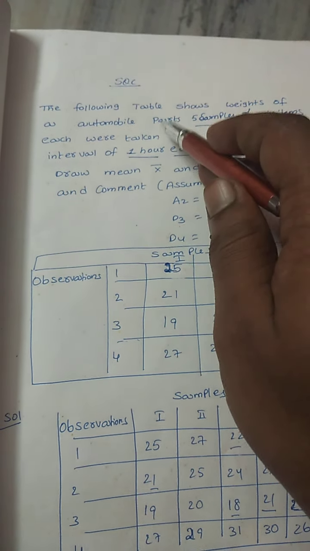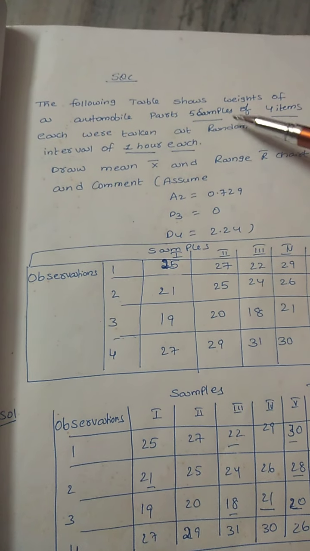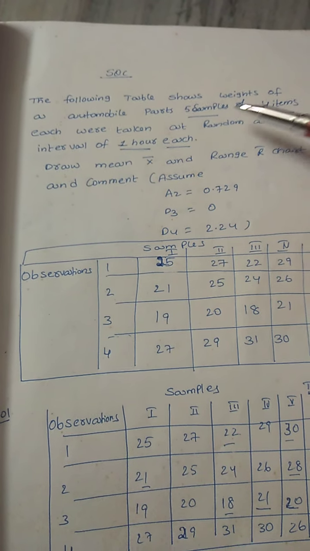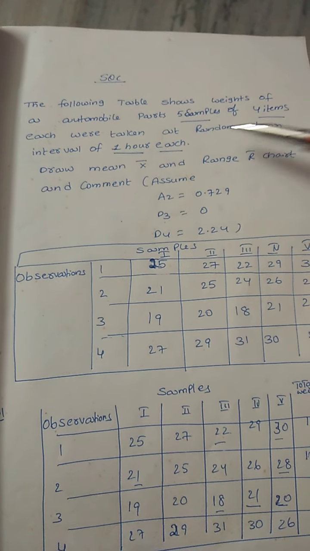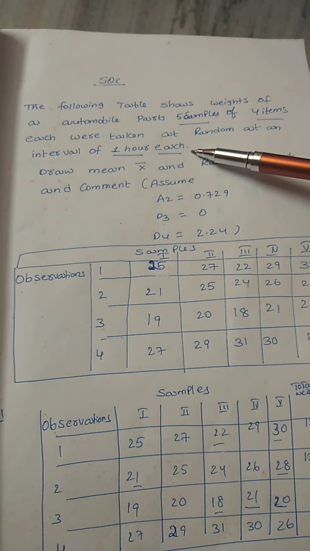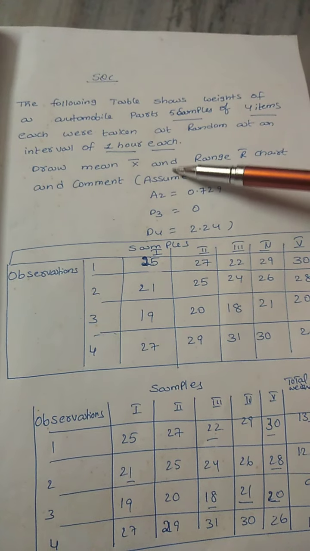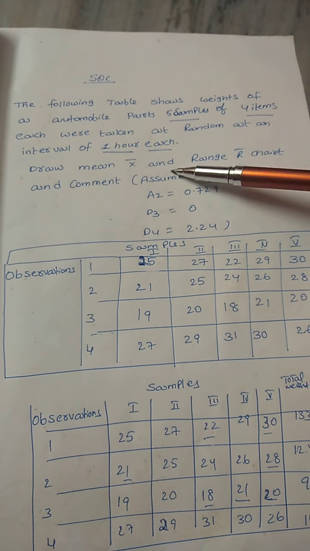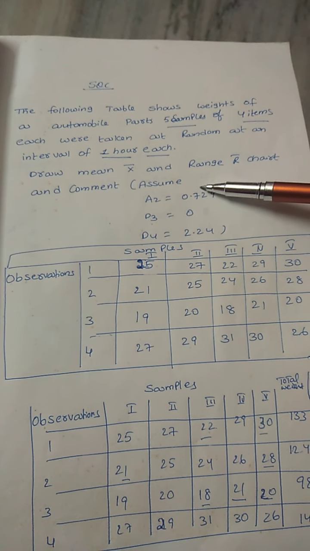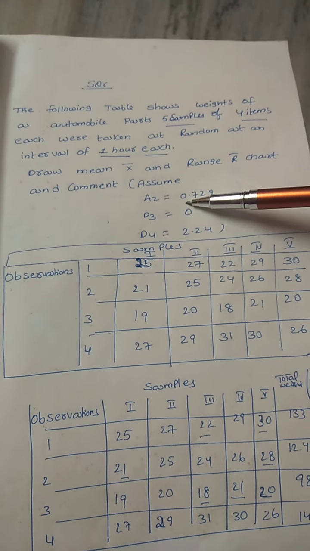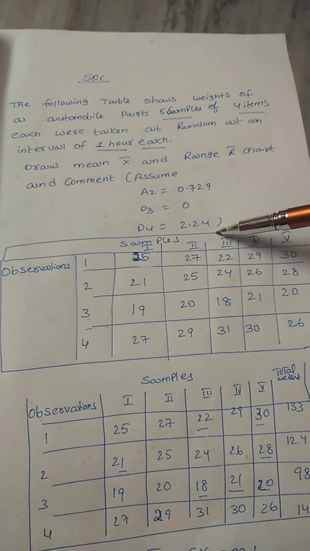Please go through that. The problem is: the following table shows the weights of automobile parts of 5 samples of 4 items, each taken at random at an interval of 1 hour each. Here the given information is that they want us to find the X bar and R chart and comment. The values assumed are A2 value 0.729, D3 0, D4 2.24.